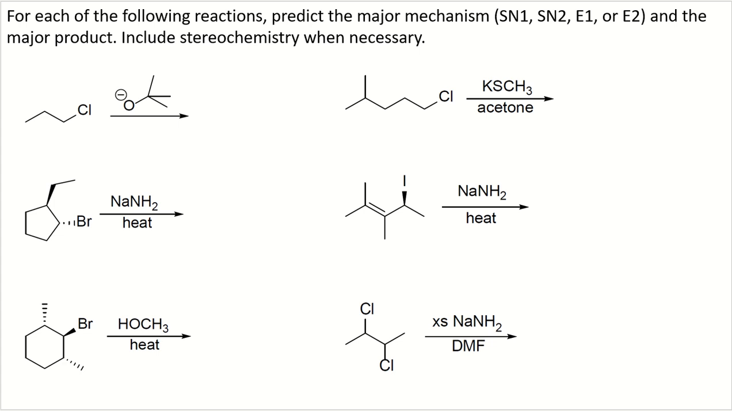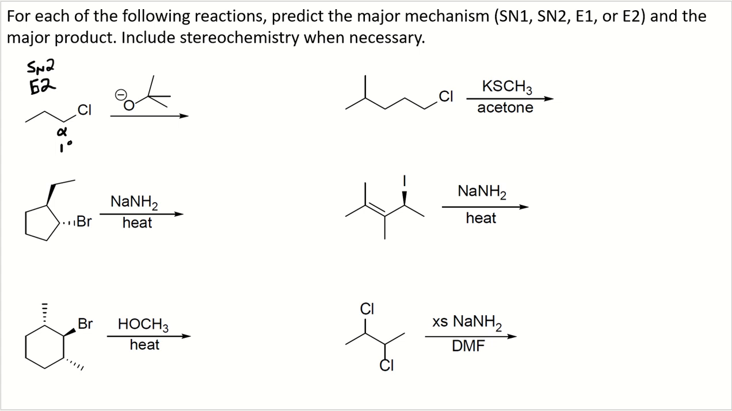The reason why we like to look at the alkyl halide first, so here we have our alpha position, the one bonded to the leaving group, that is primary. By understanding it's a primary alkyl halide, we can limit our choices to SN2 and E2. Because we can't form a carbocation on a primary position, we can't do SN1 or E1.